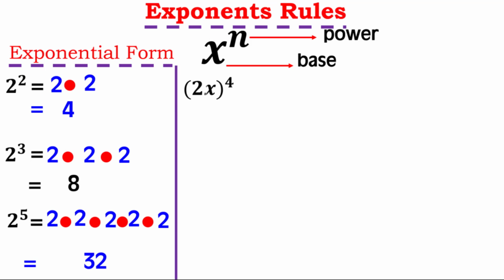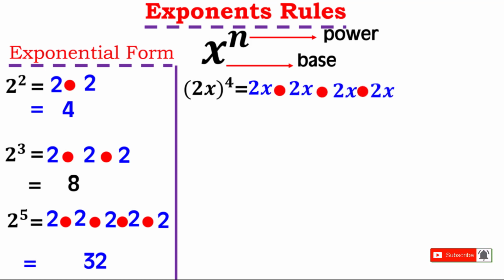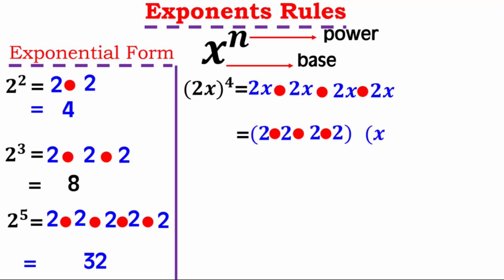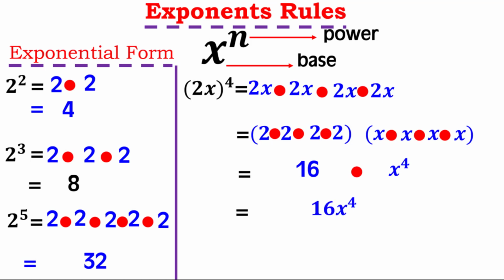But if we have a term 2x raised to the power 4, we will repeat 2x four times: 2x times 2x times 2x times 2x. We'll combine 2 times 2 times 2 times 2, the coefficient, and repeat x four times. It will be 16 times x raised to the power 4. It will be 16x raised to the power 4.